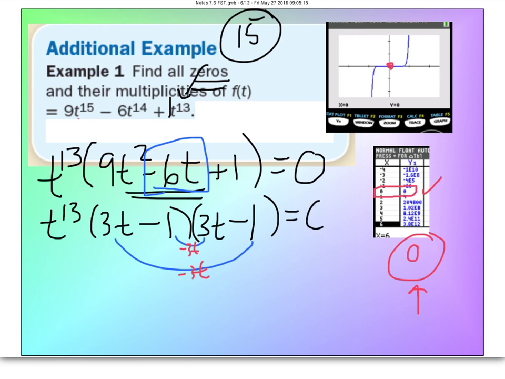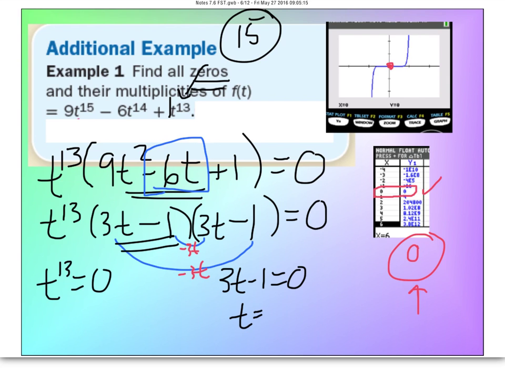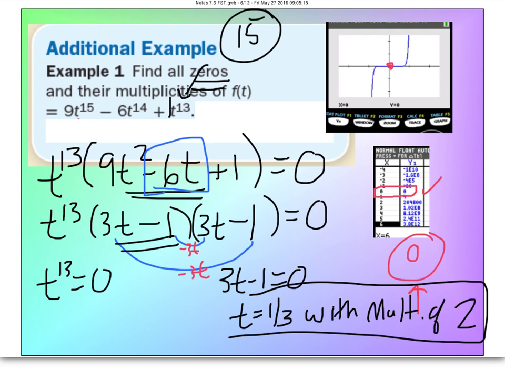So I have it. Now, what I need to do is just take the three factors that I have here and set them equal to 0. So t to the 13th is this. I'm just going to write this one once because I see it happens twice. If I solve this one, I'm going to add 1 and then divide by 3. So this is 1/3, and I'm just going to write this now with a multiplicity of 2. So I have 2 of them.